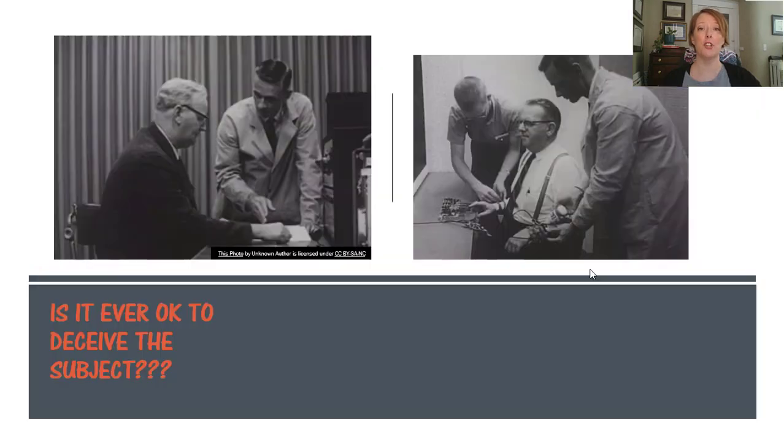So you may ask yourself, is it ever okay to deceive the subject? A lot of very, very famous research in psychology has been done where people did not know that they were being part of a research study, or they didn't really know the true intent of the research. Actually, yes, it is sometimes acceptable to deceive the subject. However, there are some rules that we still have to abide by.